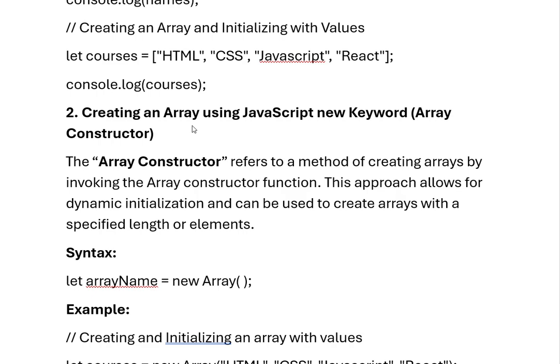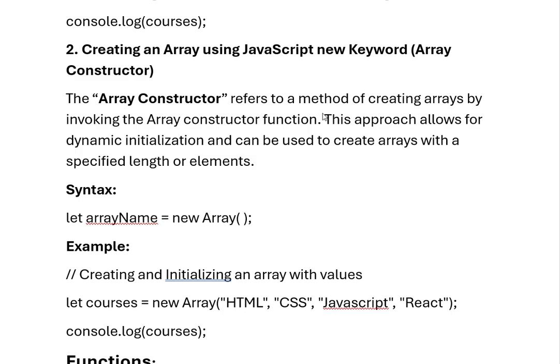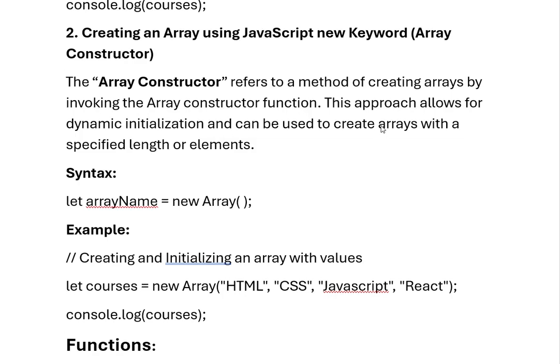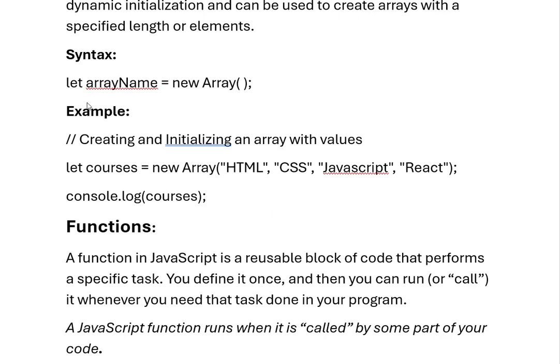Second one is creating an array using the JavaScript new keyword. The array constructor refers to a method of creating an array by invoking the array constructor function. This approach allows for dynamic initialization and can be used to create arrays with a specified length or elements. Syntax: let arrayName = new Array.